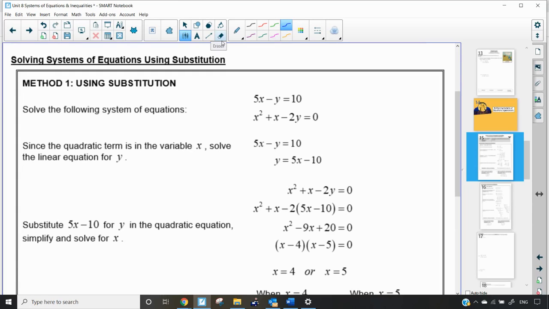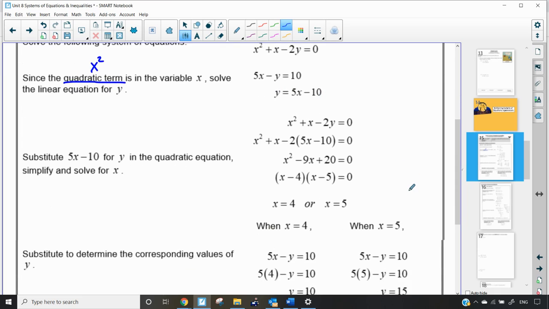Now, when we're working with quadratic equations, it's important that we take a look at our equations and see which one has the quadratic term. A quadratic term means x squared or y squared or a squared or b squared, depending on what variables we're using. And so in this case, the quadratic term is the variable x. So we're going to rearrange our linear equation. And when we're working with substitution, that's pretty much always the case. Here we have 5x minus y equals 10. And because x is the quadratic term, we're going to isolate y. So we move the y over, bring the 10 back, and we have y equals 5x minus 10.